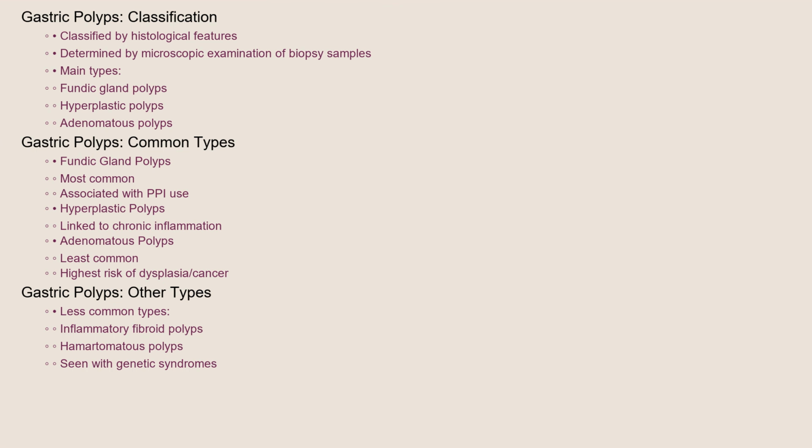Gastric polyps are classified based on their histological features, which are determined by microscopic examination of the biopsy samples. The main types include fundic gland polyps, hyperplastic polyps, and adenomatous polyps. Fundic gland polyps are the most common type and are often associated with PPI use. Hyperplastic polyps are typically linked to chronic inflammation. Adenomatous polyps are the least common but carry the highest risk of dysplasia and progression to cancer. Other, less common types include inflammatory fibroid polyps and hamartomatous polyps, often seen in association with genetic syndromes.